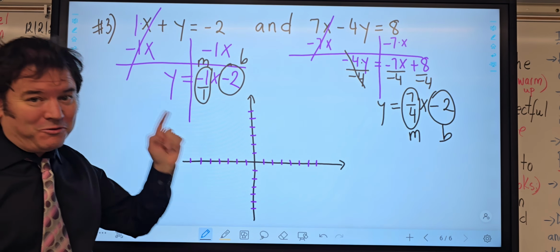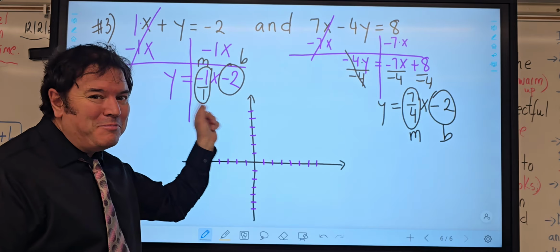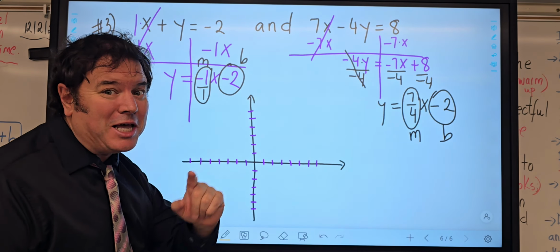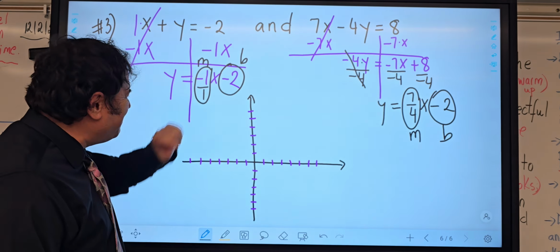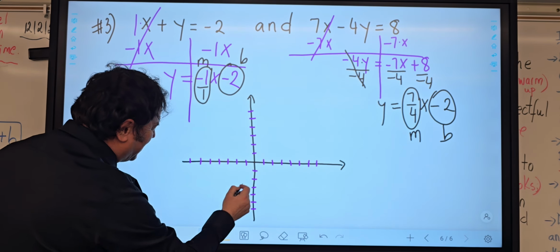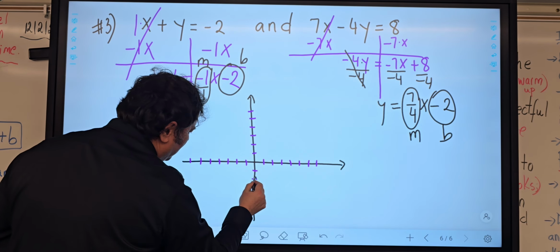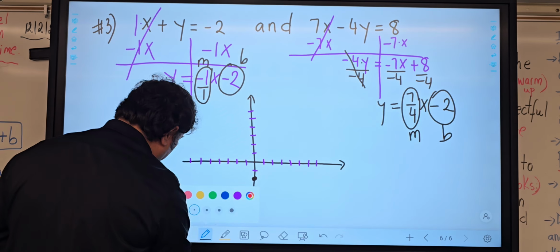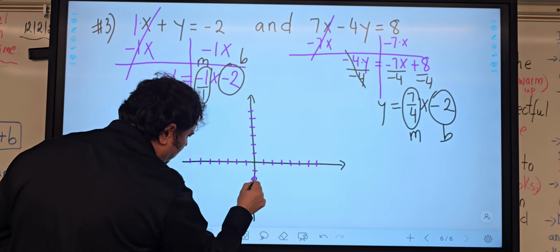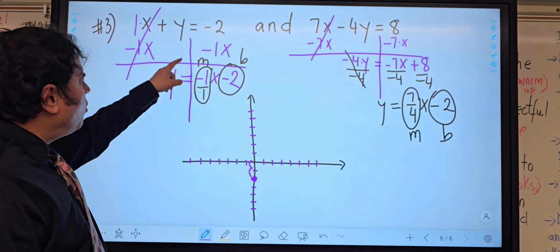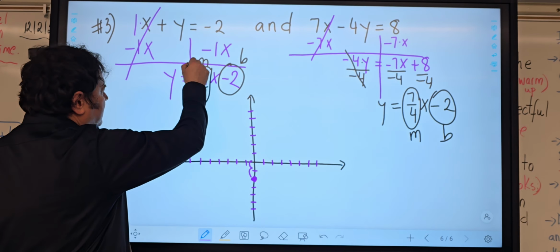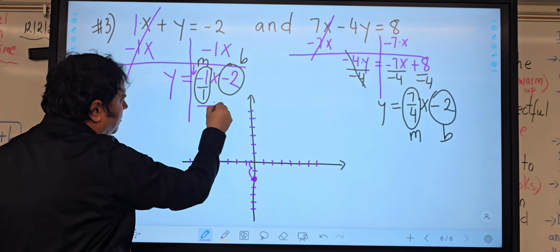Remember, of course, we graph b first because Mr. Dobrescu said b stands for beginning, right? You remember that, right? Negative 4, negative 2, right? So we go to negative 2 for the b. 2 units down. Let me use another color. 2 units down, right? From 0, 1, 2. And then we go 1 unit down because that's negative. And then 1 unit to the right.